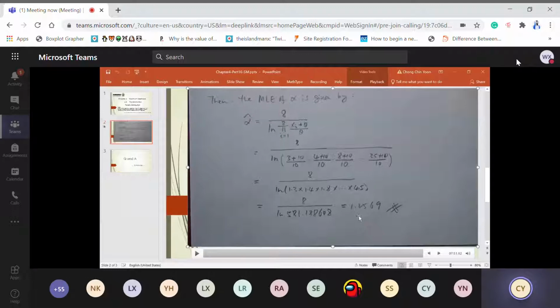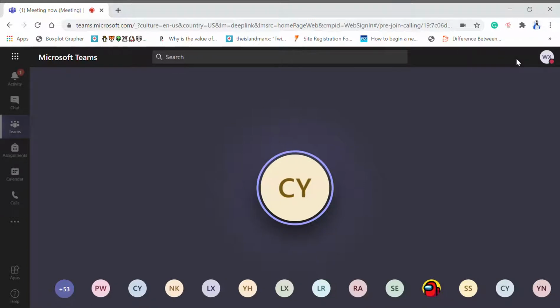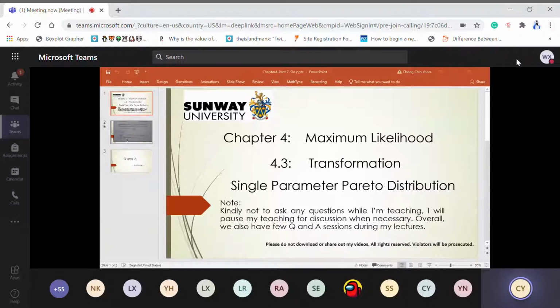Okay, so this is example 16. I need to go through two more. We move to the next. Okay, so we go to the single parameter Pareto distribution now. We can calculate many classes under transformation.